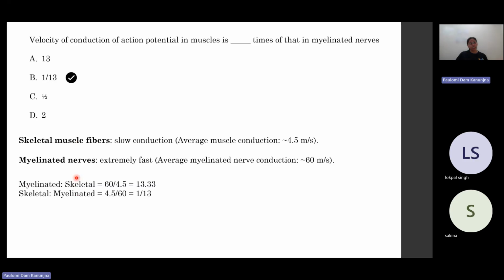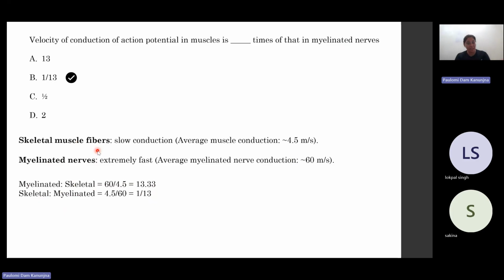The question says muscle to myelinated, which is skeletal to myelinated. Had it been myelinated to skeletal, it would have been the other way around. So let's first do myelinated to skeletal. Myelinated is 60, skeletal is 4.5. 60 divided by 4.5 is 13.33. If it is the opposite, it is 1 by 13. So that's the answer.